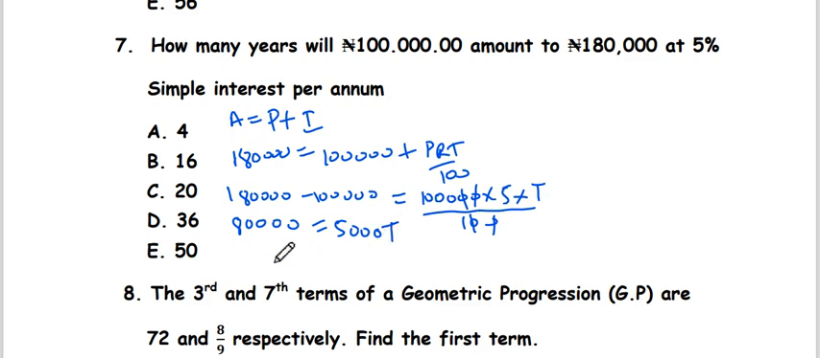t. So our t is equal to 80,000 divided by 5,000. That gives us 16. So our t is 16 years.